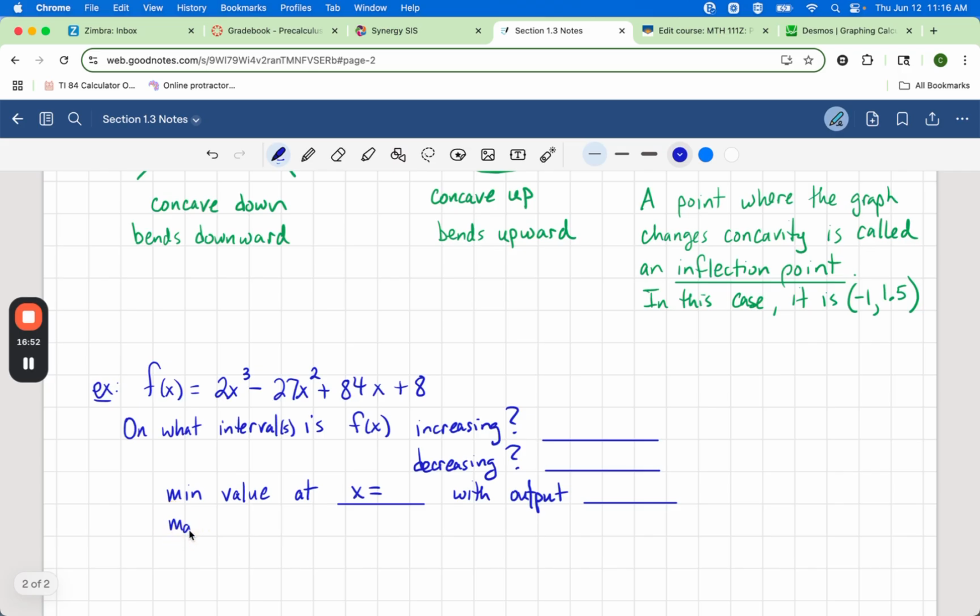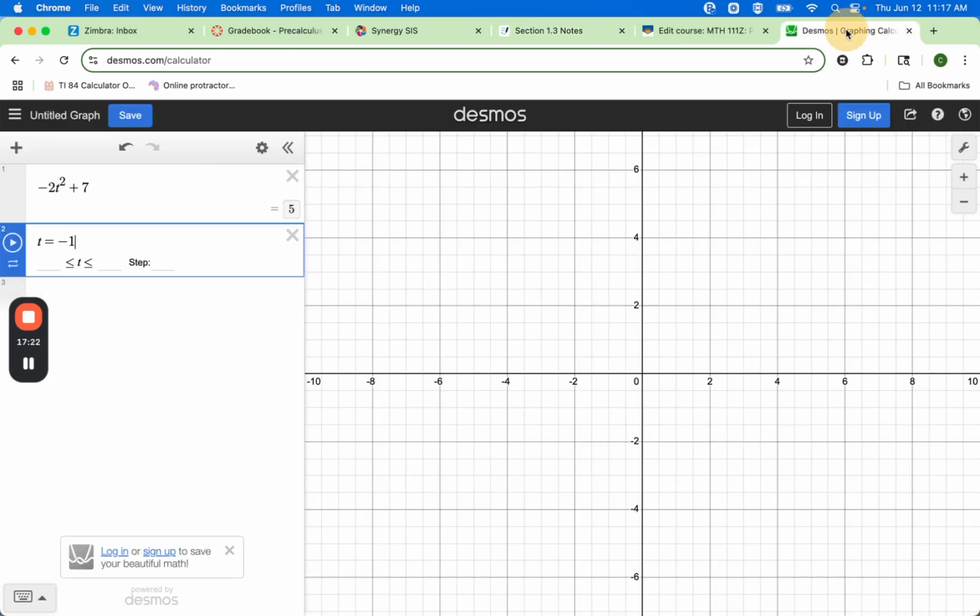And we got a max value at x equals, with output blank. Okay, so now we're going to turn to Desmos and we're actually going to graph this thing. Make sure you're using your pause button if I'm going too fast, right? I also think there may be an option where you could slow the video down. All right, so I'm going to go over to Desmos.